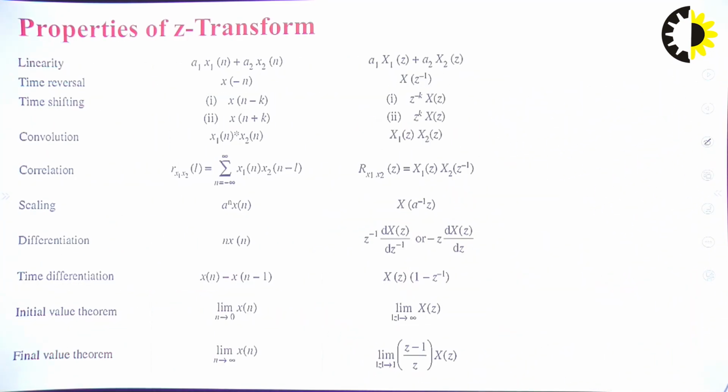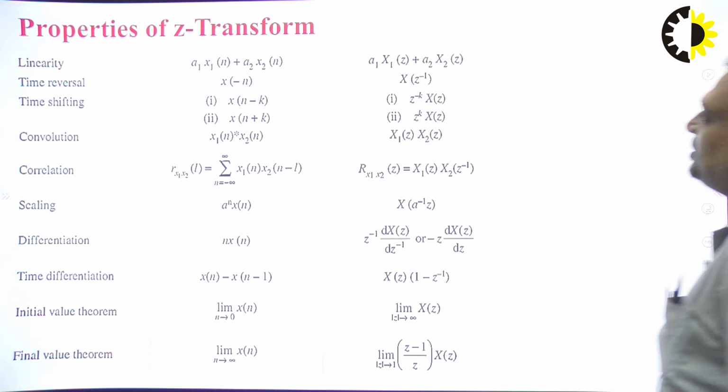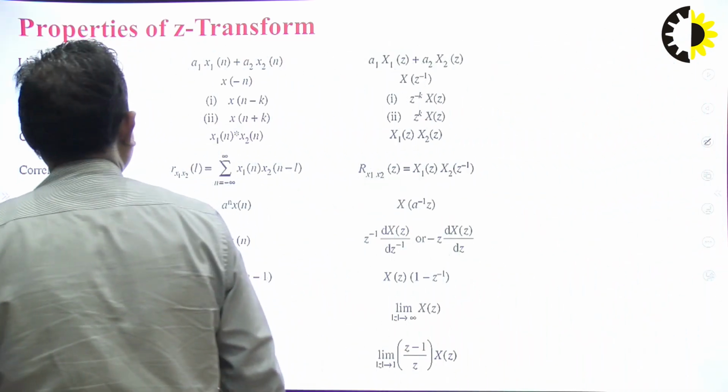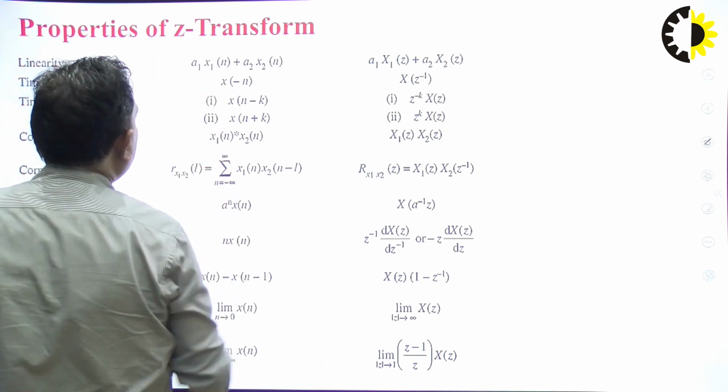Okay. Now these are the properties of the Z transform. The linearity property will be there. So you can see these properties.